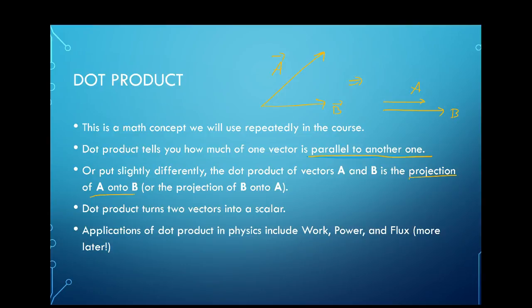Now the dot product turns 2 vectors into a scalar. We'll talk about this process in a second. And what it does for us is it allows us to calculate things such as work, power, and flux. These are just 3 examples of what we can do with the dot product. So we'll see some examples of this a bit later on. So here's a definition.